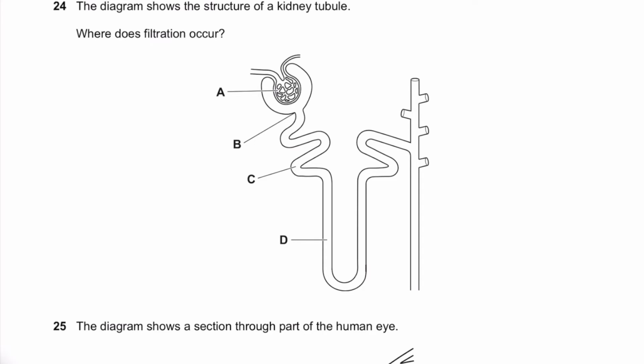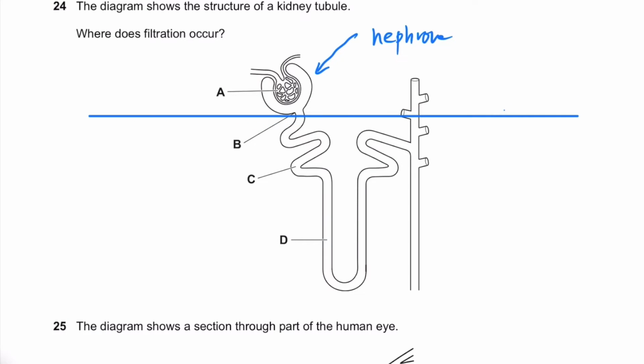Number 24. The diagram shows the structure of a kidney tubule. Where does filtration occur? So, if you look at the kidney tubule, this is called nephron. So nephron is like a very tiny, very, very thin tubule that's present in the kidney. It lies in between cortex and medulla.